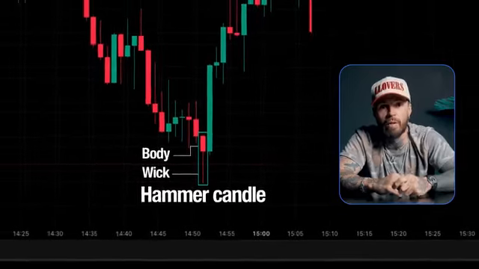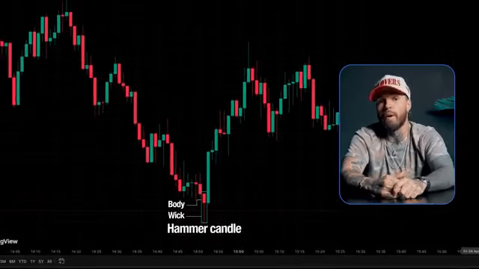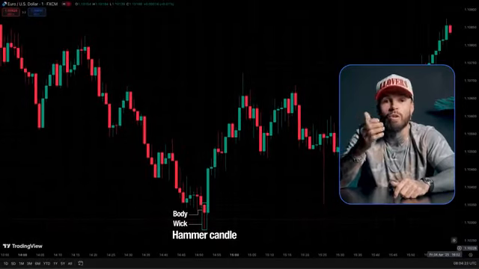It tells you that the price dropped hard, but now buyers are coming in and said, nah, we're not done yet. This candle is a sign that a reversal may be coming. It means sellers tried to drive the price lower, but the buyers fought back and pushed it back up before the candle closed.